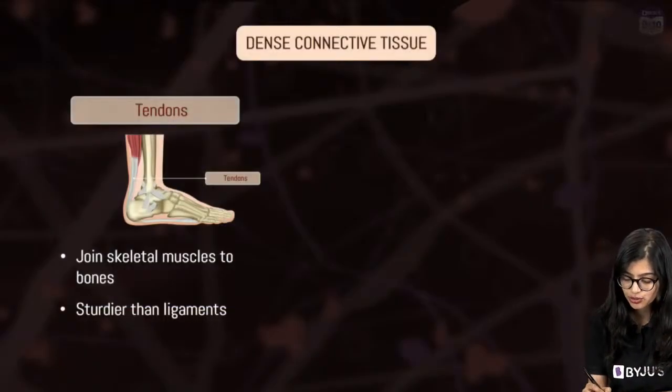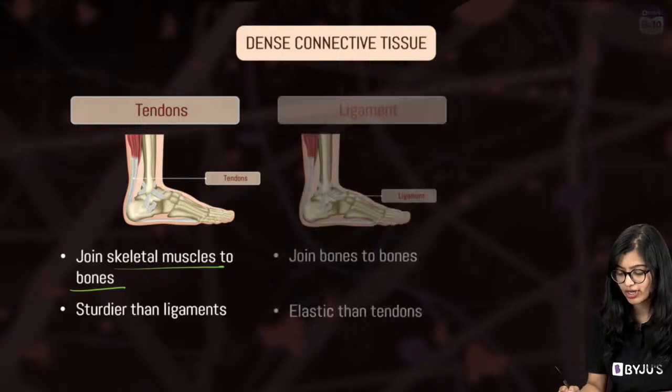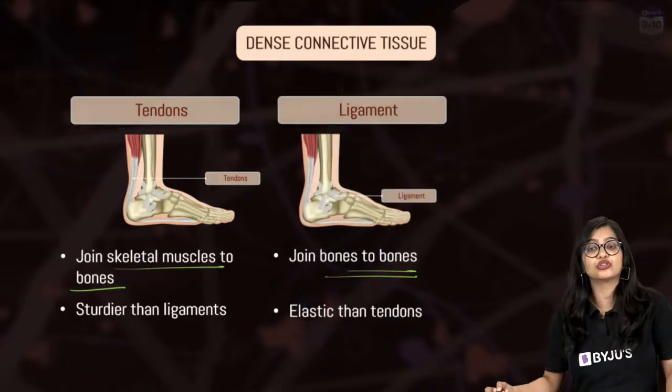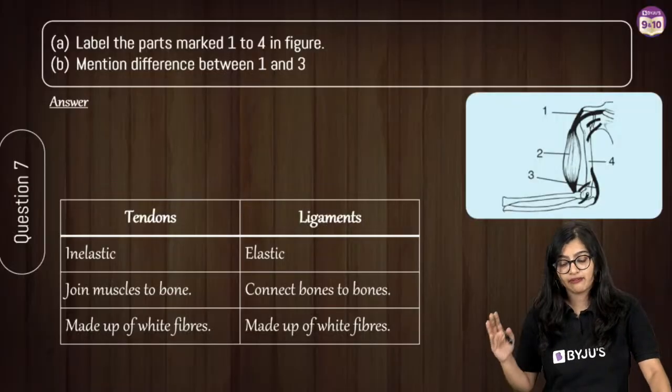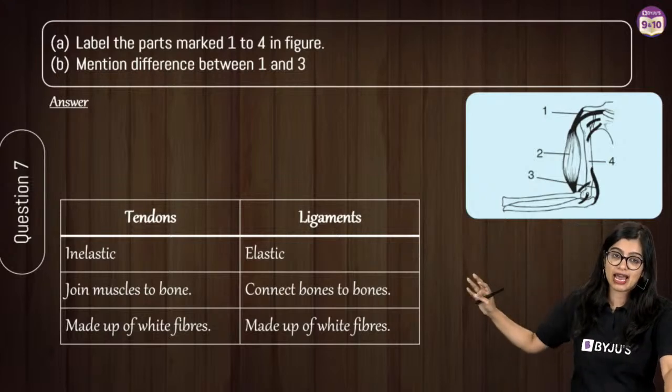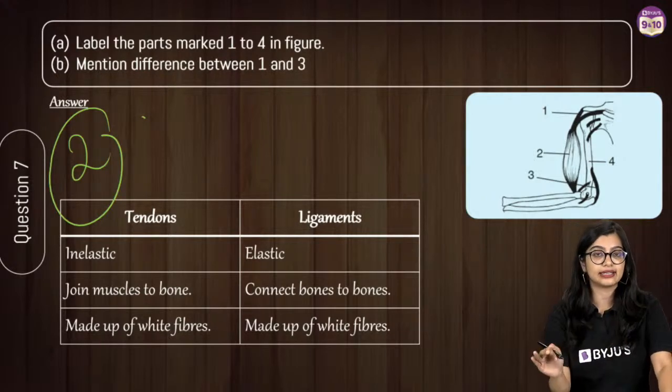What does a tendon do? It joins your muscle to bones. What does your ligament do? It joins 2 bones together. Easy peasy. Very good. So write it in this manner, and you will get 2 marks easily.